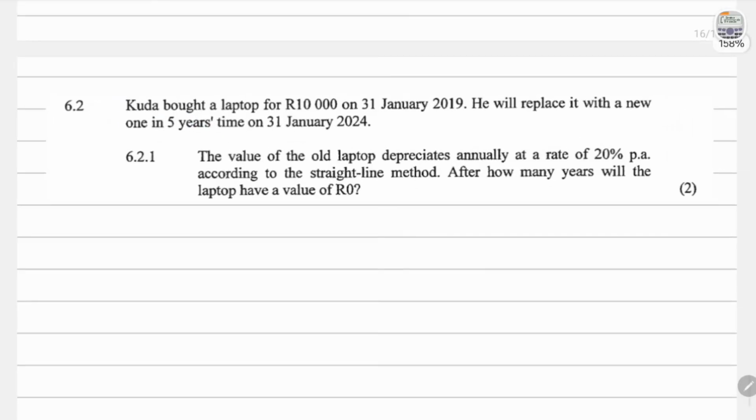Question 6.2 says, Kuda bought a laptop for 10,000 Rand on the 31st of January 2019. He will replace it with a new one in 5 years' time on the 31st of January 2024. So we know that that will be in 5 years' time. 6.2.1 says the value of the old laptop depreciates annually at a rate of 20% per annum according to the straight line method. After how many years will the laptop have a value of 0 Rand?